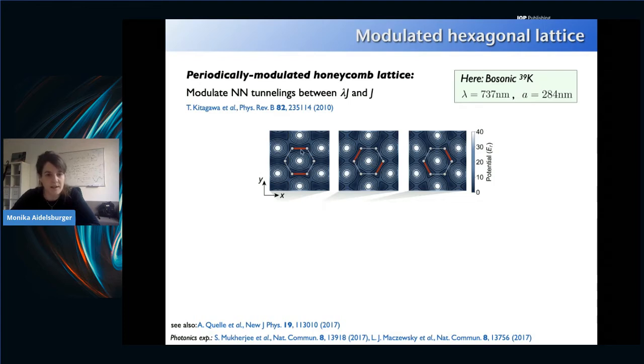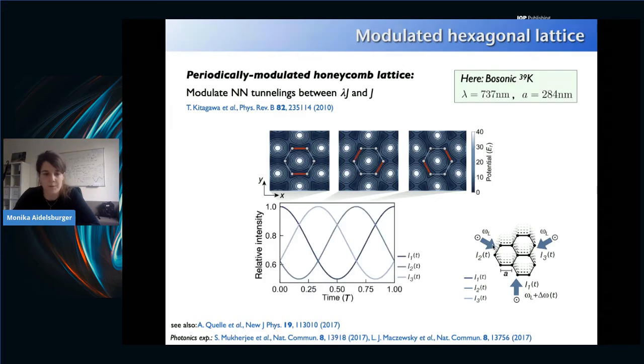And what we do is we increase the hopping matrix elements periodically in time along these red bonds. And we can implement that in our experiment by modulating the intensities of the laser beams. So the hexagonal lattice or honeycomb lattice is generated by interfering 3 laser beams. And if we vary the intensity of these laser beams periodically in time, we exactly realize these potentials that are shown up here, where the tunneling amplitude is then modulated in this chiral manner.